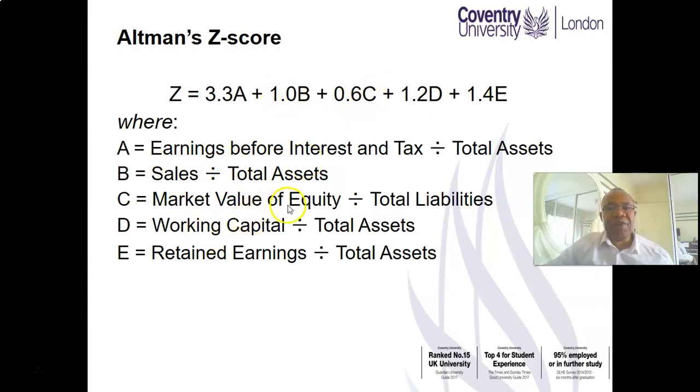C is the market value of equity divided by total liabilities, and you multiply that by 0.6. D is working capital divided by total assets, you multiply that by 1.2. And finally, E is retained earnings divided by total assets, multiply that by 1.4. Then you add all of them together to produce the Z-score.